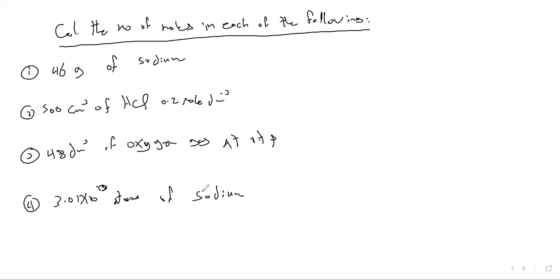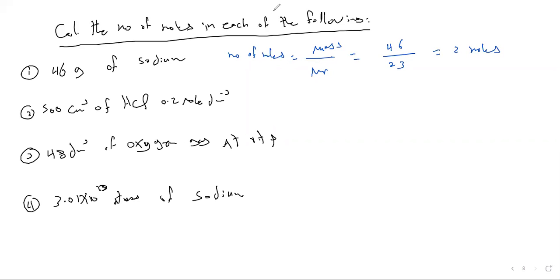For the first one, the number of moles is equal to mass over MR, since we have mass. It is equal to the mass that we have, 46, over MR for sodium, 23, which equals 2 moles.